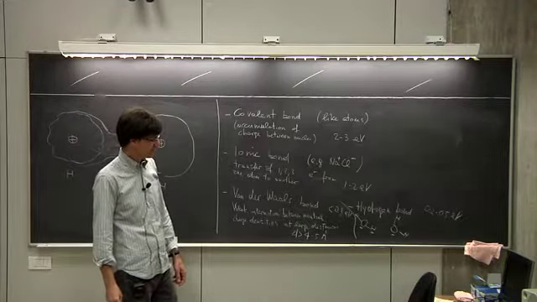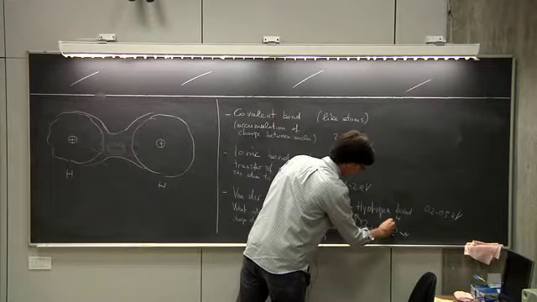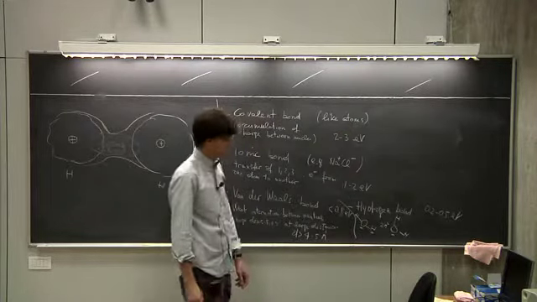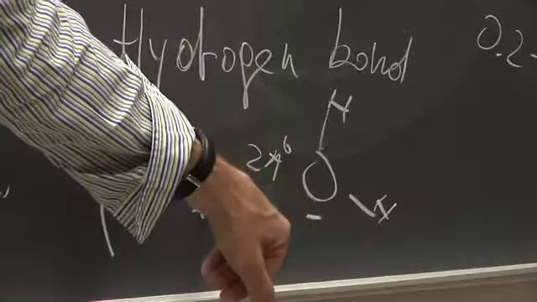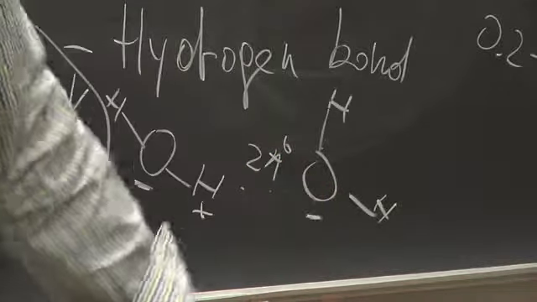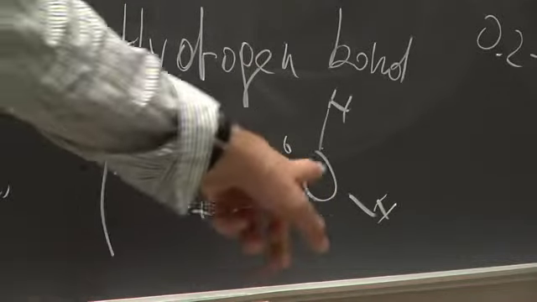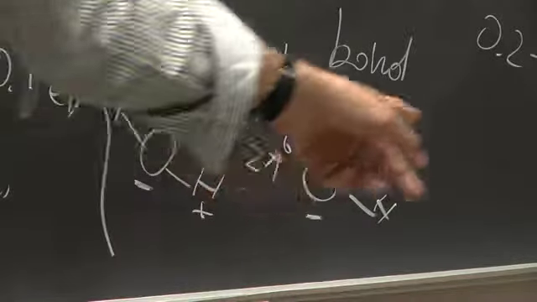What about the hydrogen bond? The hydrogen bond is about 2 angstroms, roughly. So it's quite short, but the strength is not that much because there is no charge transfer. So there's no real chemistry. It's pure electrostatics.